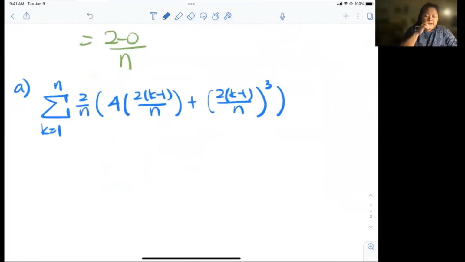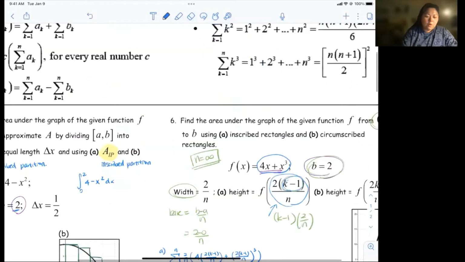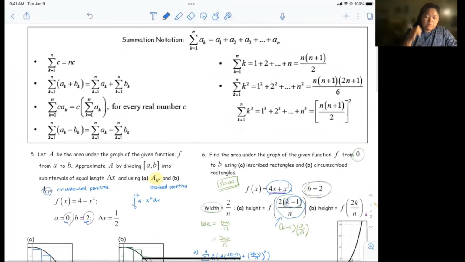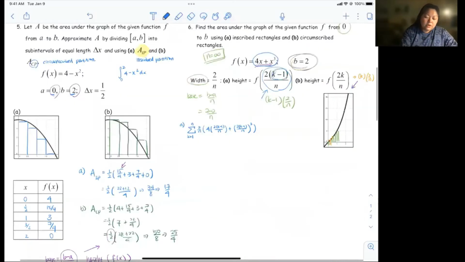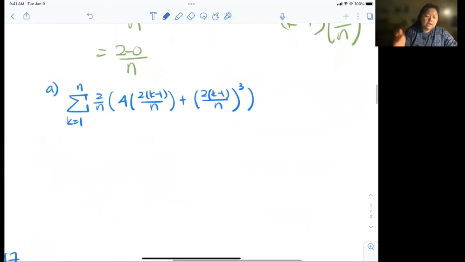What we're going to do next, right now, our task is to clean this up, because the goal is to use some of these summation formulas to help me out, right? It says that if you have this k, the formula is this. If you have k squared, the formula is this. If you have k cubed, the formula is this, right? And if you have a constant, the formula is this. These are basically the 4 formulas we're going to be using in this chapter, in this unit, all right? All right, so let's not get carried away. Let's go ahead and work this out.